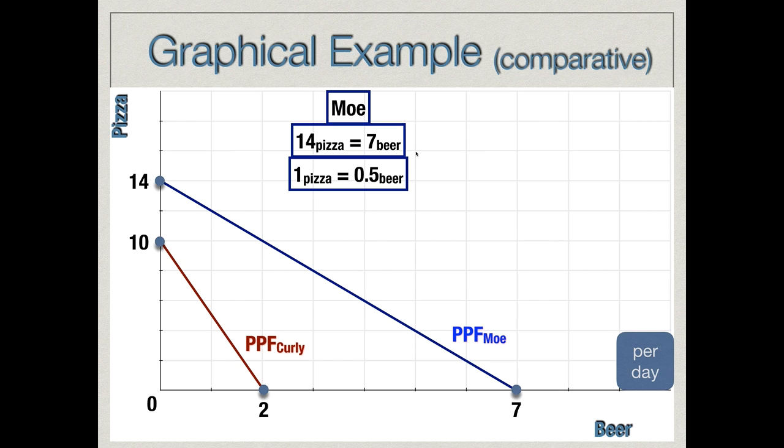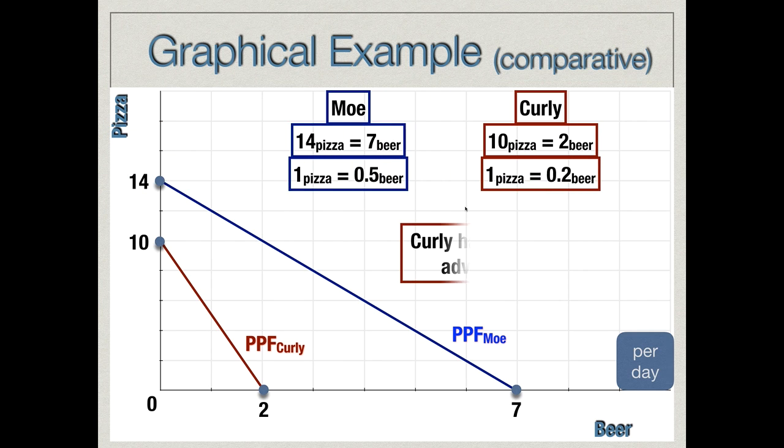If we want to know what the opportunity cost of pizza is, we just bring that down to 1 unit. So Mo can produce 14 pizzas. We divide both sides by 14. So we know that the opportunity cost of producing 1 pizza is half a beer for Mo.